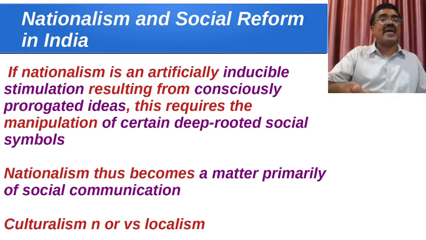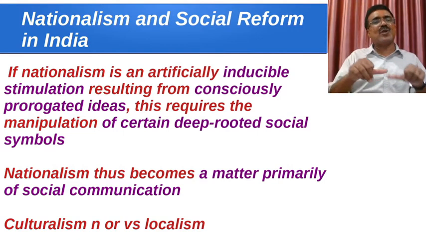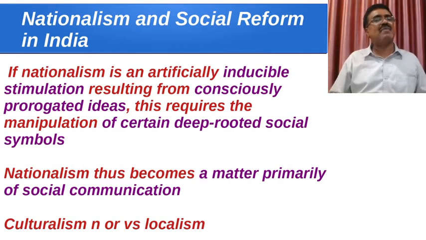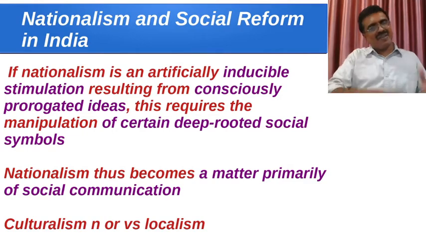How to use that? These social reformers and national movement leaders knew that, and they tried to use these deep-rooted social symbols. That is again what you call a paradox or dichotomy, but that is the only way a nation can be organized. Nationalism thus becomes a matter primarily of social communication. There comes into play what you call culturalism versus localism.